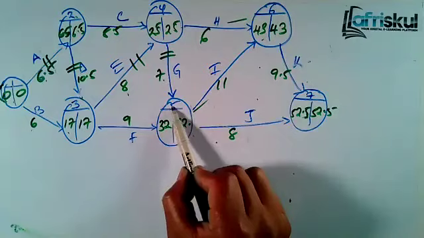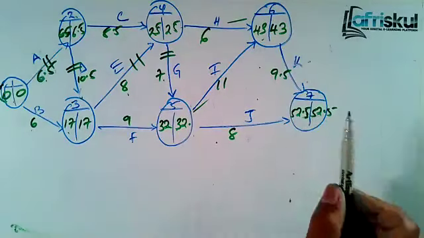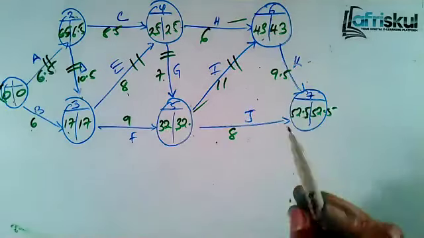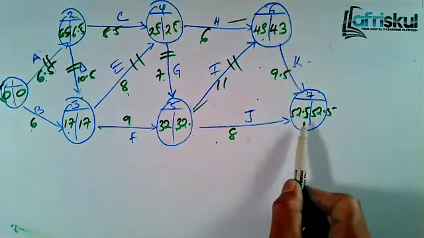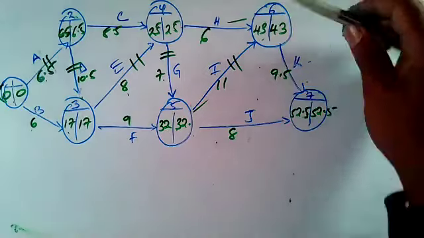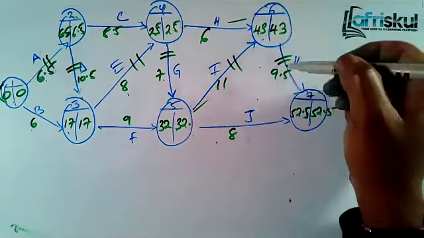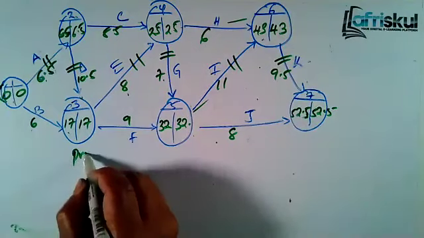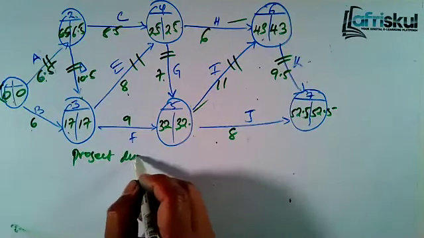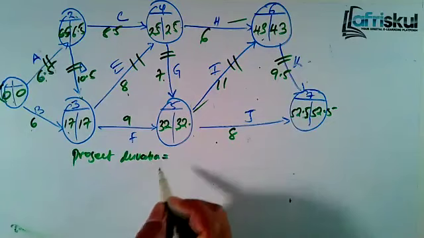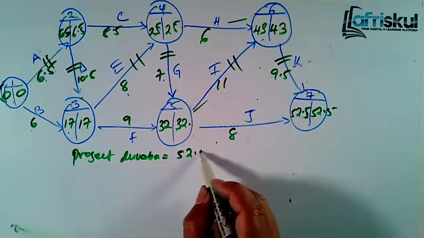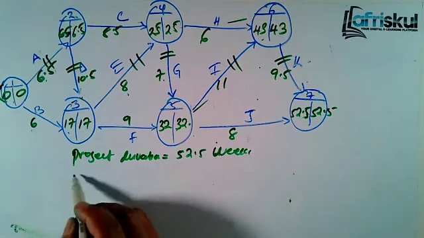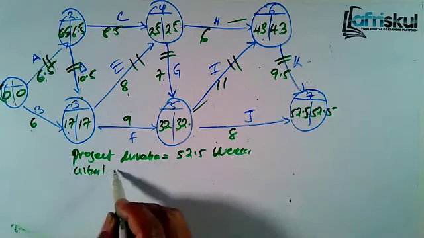And then from 5, you can go to 6, you can go to 7. So 32 plus 11, you get 43. That means that's the correct way, because 32 plus 8 is 40. This is not 40. Now from 6, we go through, because if you take 43 plus 9.5, you get 52.5. That means the project duration is equal to 52.5, I think they were weeks.